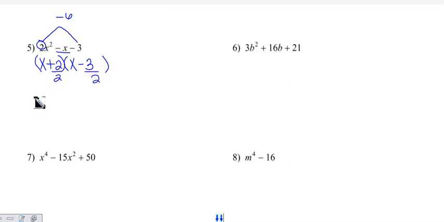It divides evenly in this first parentheses. That gives me x plus 1. It doesn't divide evenly in the second, so I'm going to bring this number out front as a coefficient, 2x minus 3.